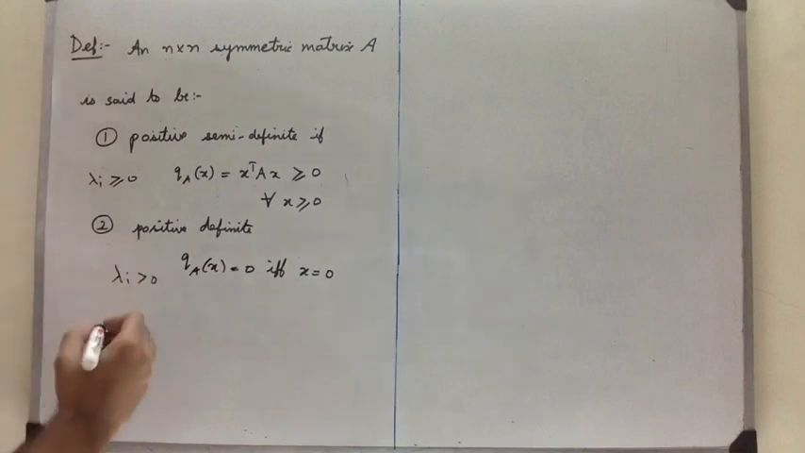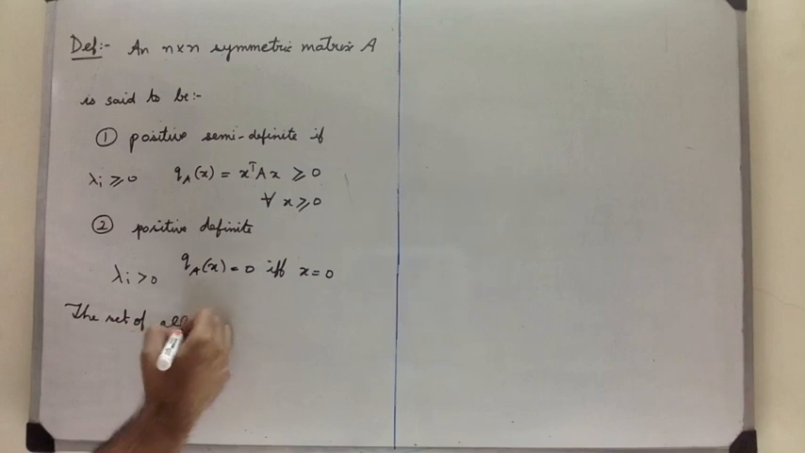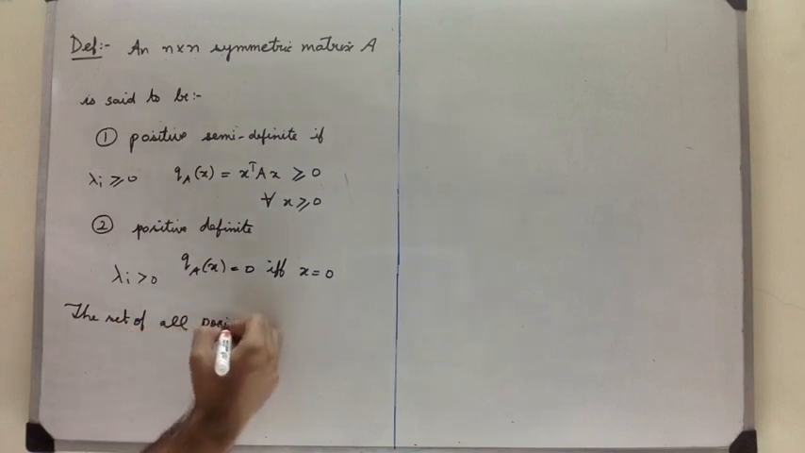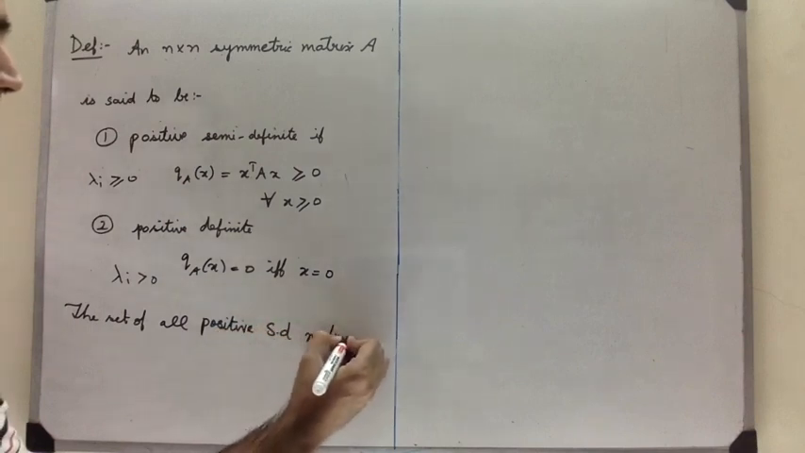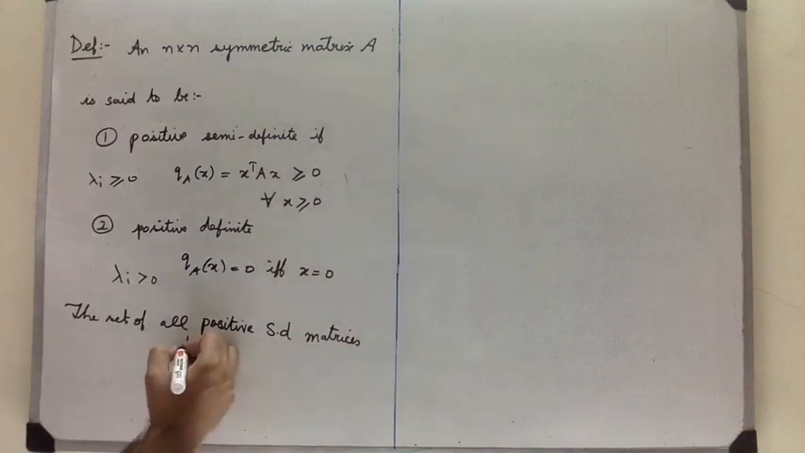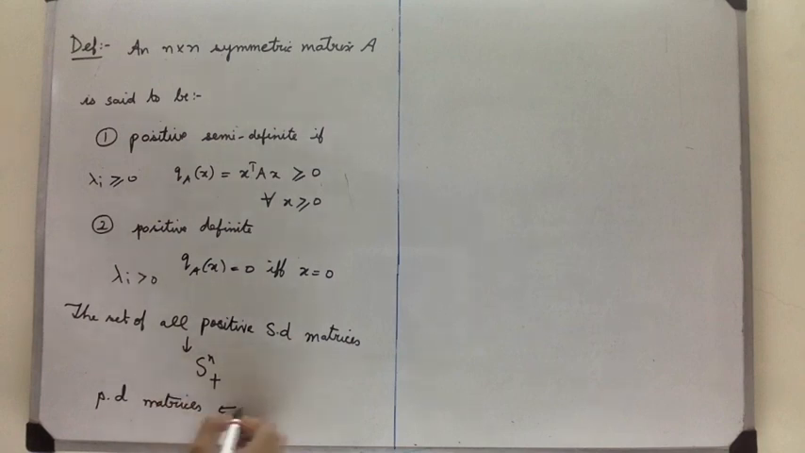We call the set of all positive semi-definite matrices denoted by S^n_+, and positive definite matrices are denoted by S^n_++. So we now show that the positive semi-definite cone is a proper cone.